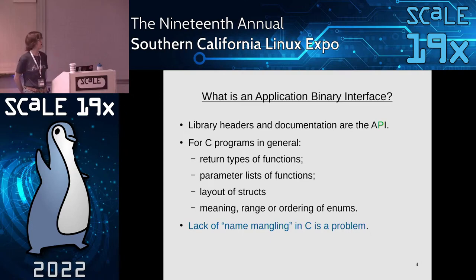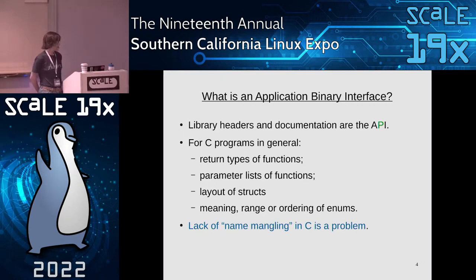I think of the API as the programming interface, as what you see, whereas the ABI is what you actually get when you try to address the kernel with system calls or user space applications. Besides function signatures, there's the layout of structs and the ordering of items in structs, and also the meaning, range, and ordering of enumerated values, or in fact, any other constants.